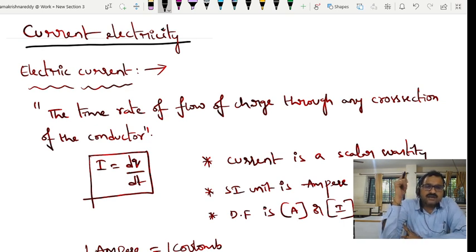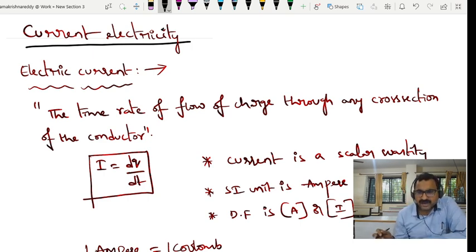So electric current, how we are defining that, all of you know. What is the definition we studied? I am just revising what we studied. The time rate of flow of charge through any cross section of the conductor is called electric current. I is equal to dq by dt. Current is a scalar quantity. Its SI unit is ampere. Dimension formula is A.